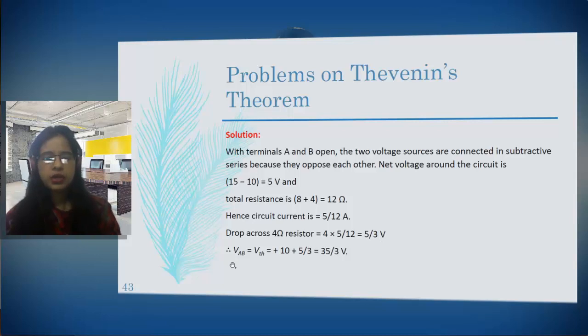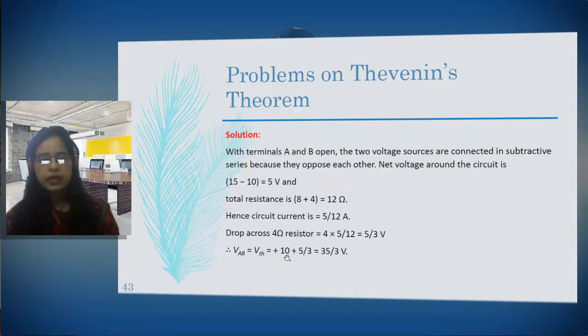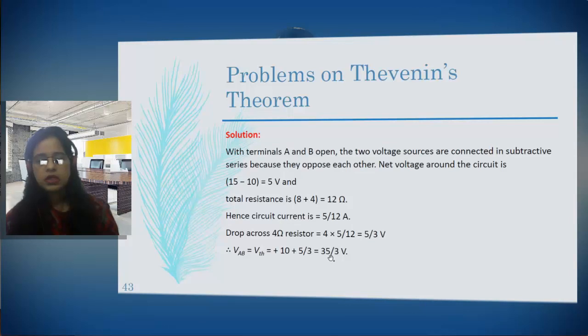Now the voltage appearing across AB, or VOC, will be equal to 10 plus, see, this direction and this direction are same, so they will be added up. So the voltage will be 10 plus 5 by 3, which is equal to 35 by 3 volt.